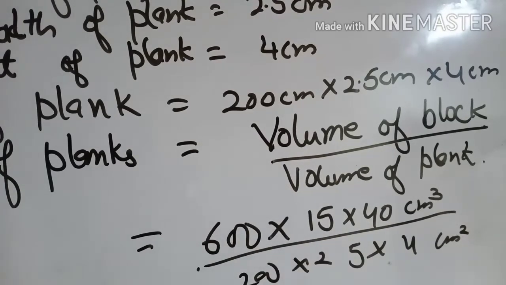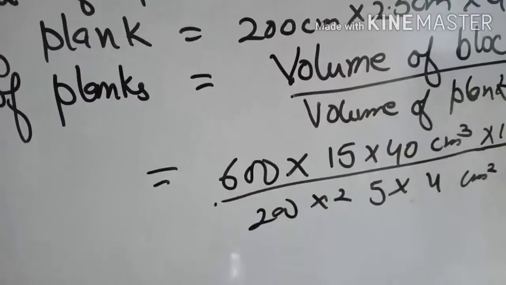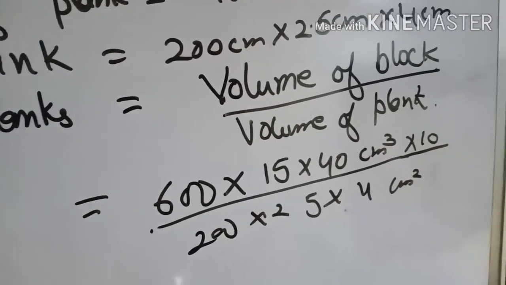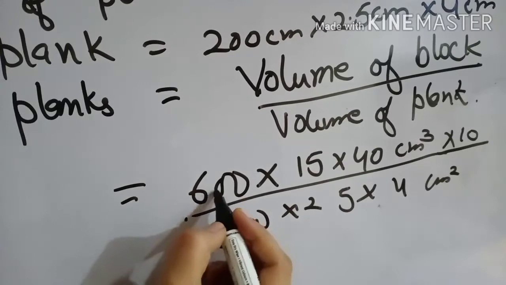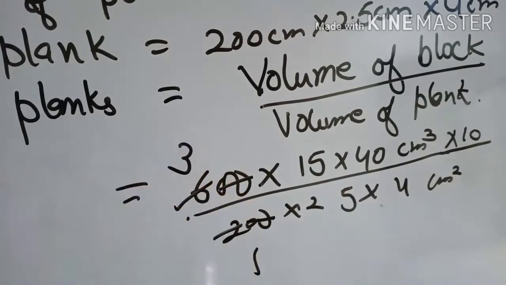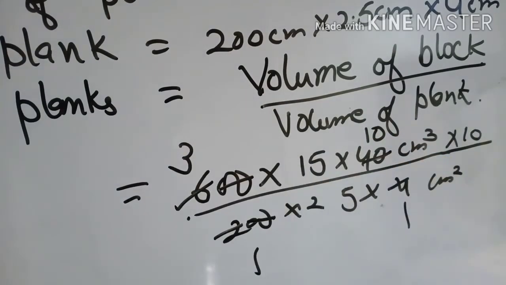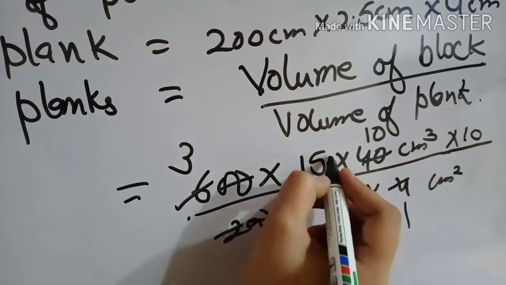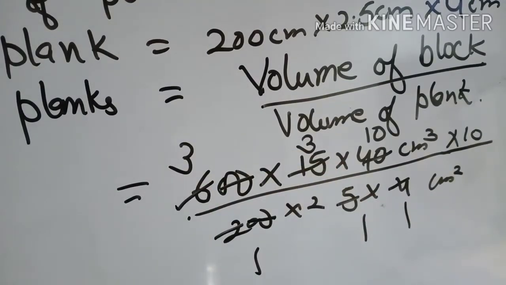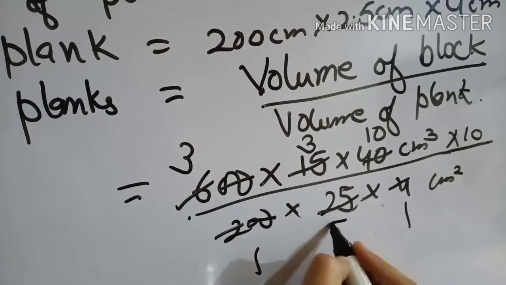I remove this decimal. I place 10 in the numerator because I have removed the decimal from the denominator. Now these 2 zeros are going to be cancelled. 2 ones are 2, 2 threes are 6. Again 4 ones are 4, 4 tens are 40. 5 ones are 5, 5 threes are 15. Sorry, here we were having 25. 5 fives are 25.